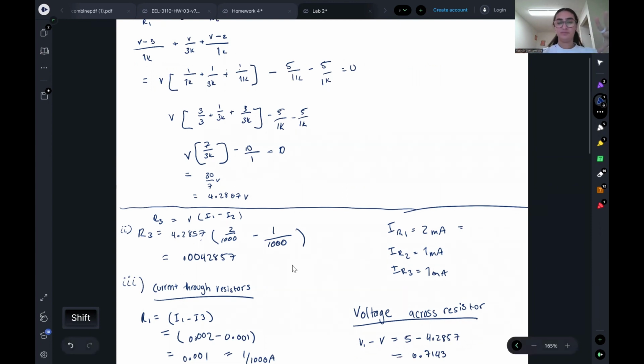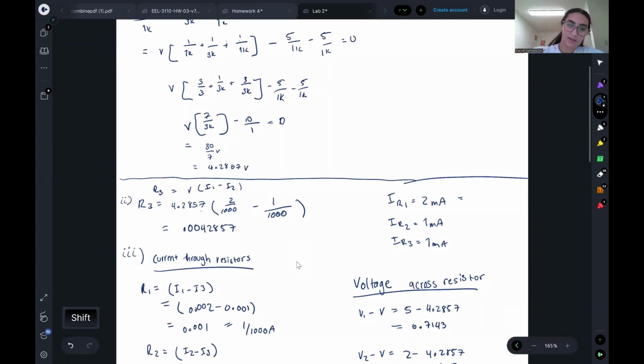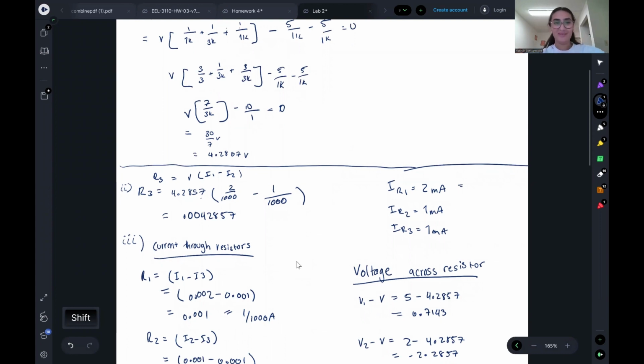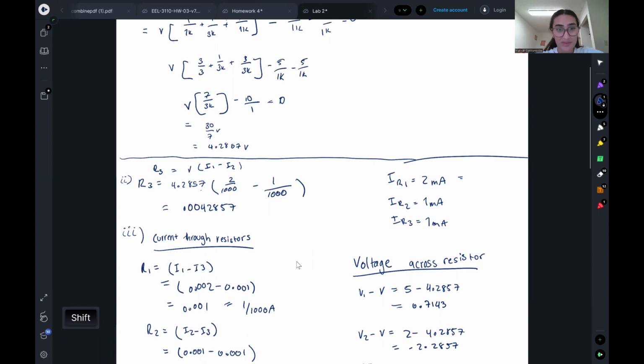0.004285 amps. I'm not sure I did it correctly just because this number seems quite low, but these are the numbers that were provided by my teammates, so that's what I went with.